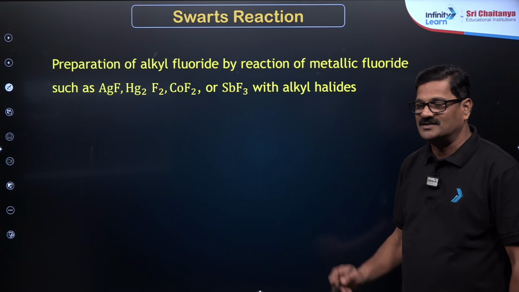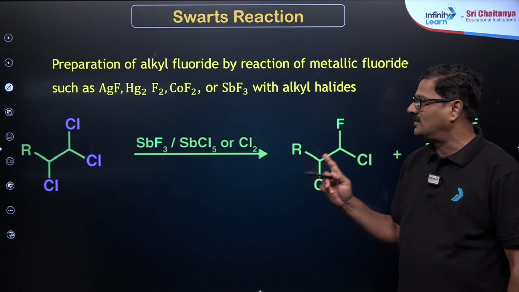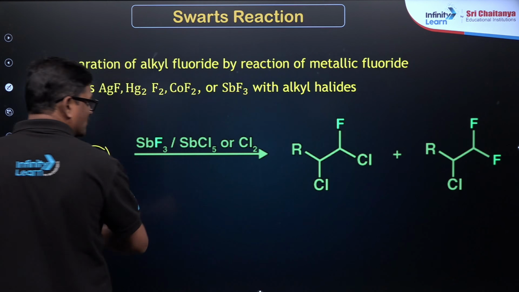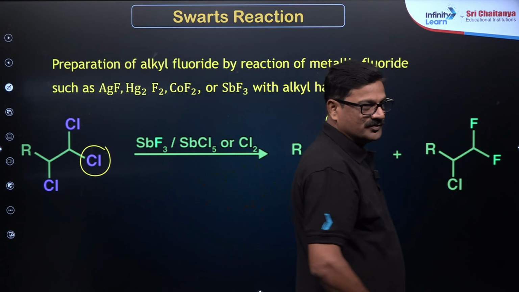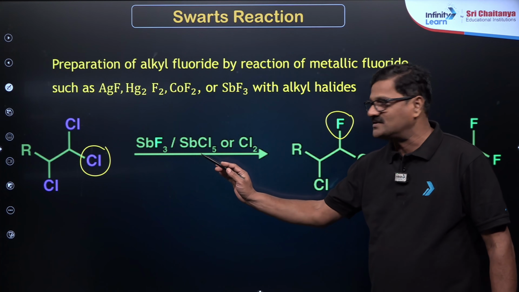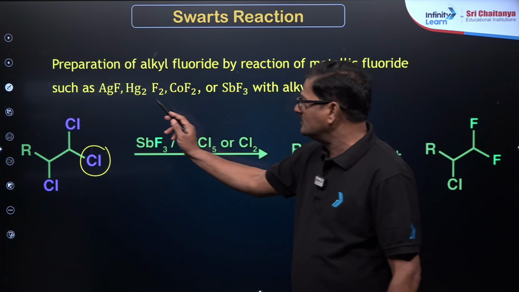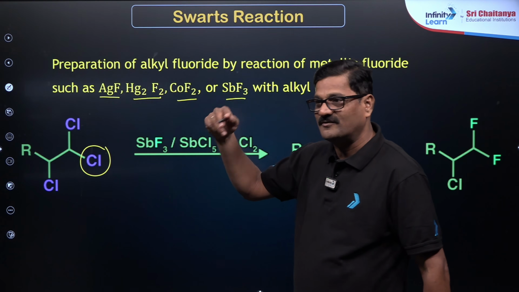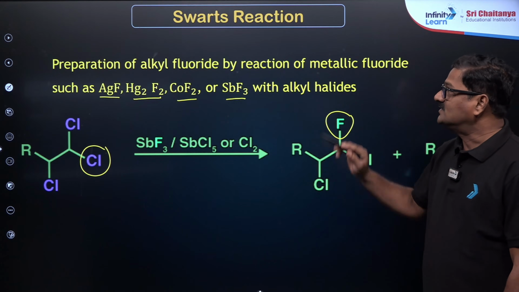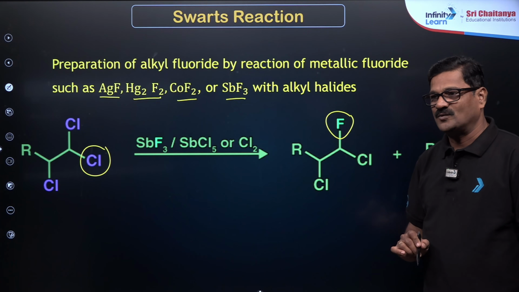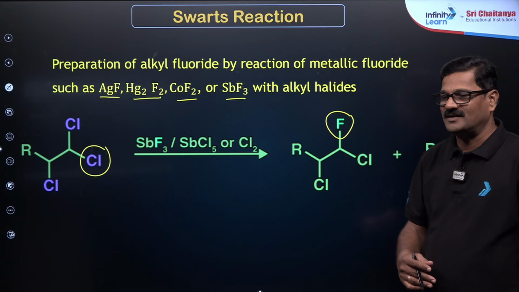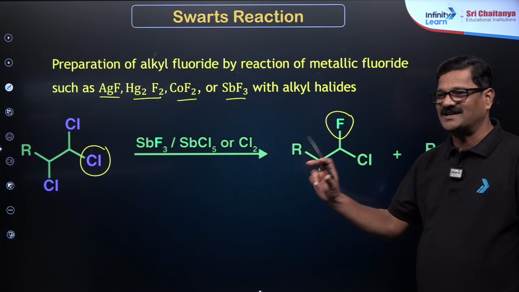Moving ahead, the Swarts reaction is also a halogen exchange reaction. Alkyl chlorides are converted into alkyl fluorides. This is done using fluorine exchange reagents. Generally you can use AgF, Hg2F2, CoF2, SbF3, SbF5. This is known as the Swarts reaction. What is a dehydration reaction? Alcohol loses a water molecule to give an alkene. Removal of a water molecule is called dehydration.